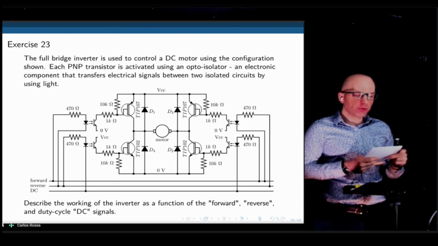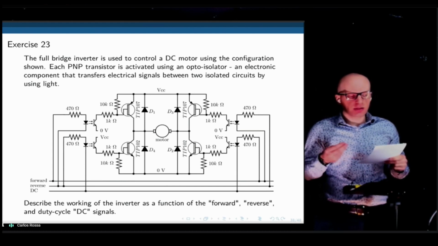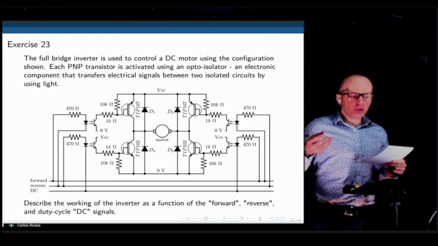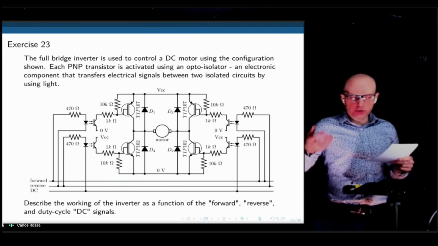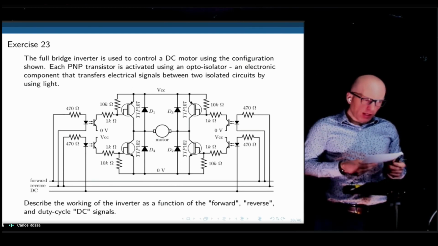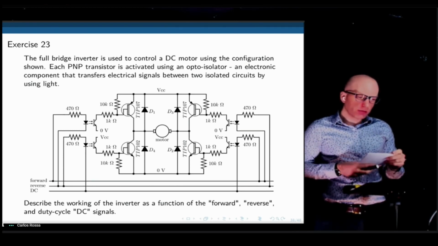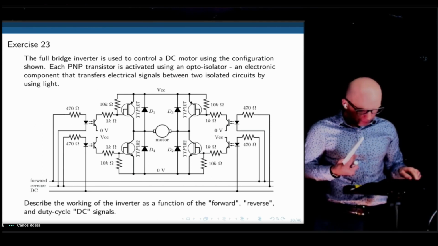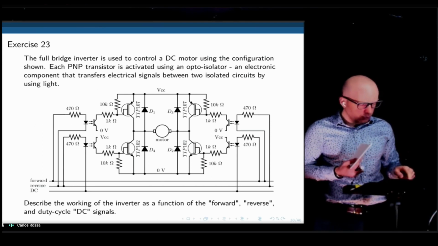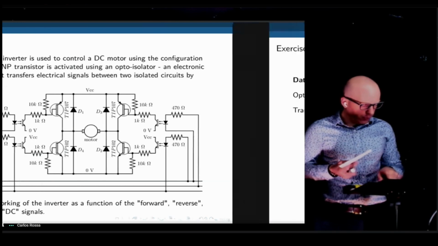Well, let's assume for now that each of these 3 signals can take a high voltage or 0 voltage. Let's say 5 volts or 0 volts. And let's try to describe how this works based on those signals. This is exactly how an H-bridge works that you can use to power a motor.